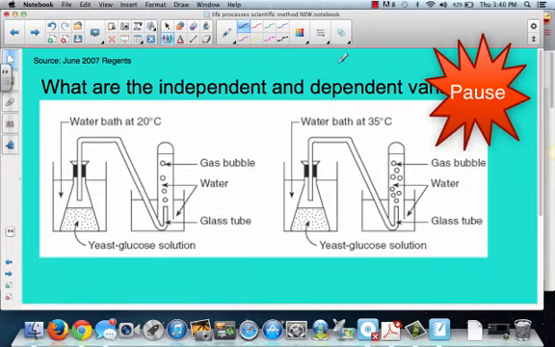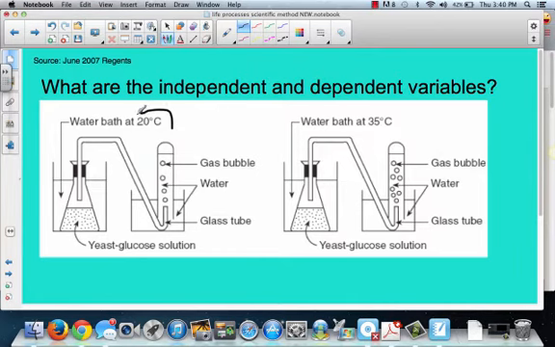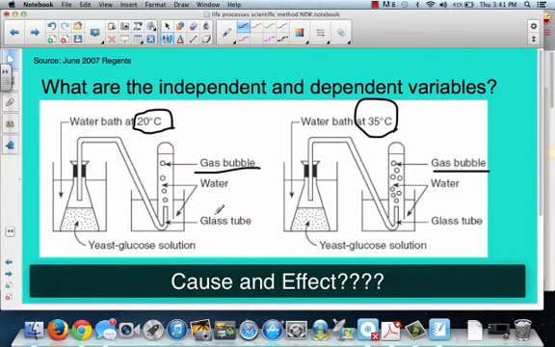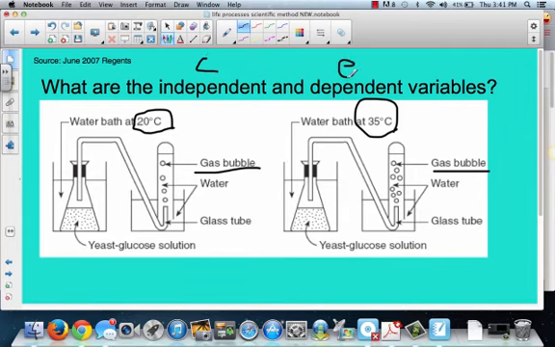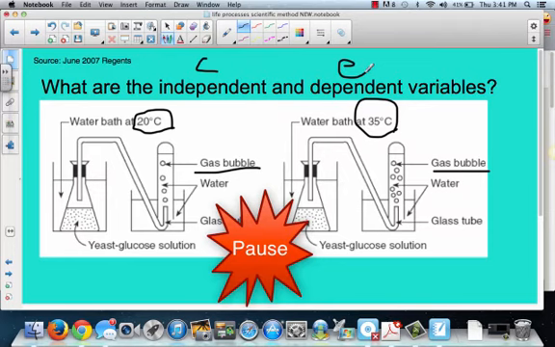Alright, do you think they know the two things that changed? Let me show you one of them. One is that this water bath is at 20 degrees Celsius, whereas this water bath is at 35 degrees Celsius. The second thing you should have seen was the amount of gas bubbles in each of them. You have low gas bubbles over here, and you have a lot of gas bubbles over here. Now, the question is, which one is the cause and which one is the effect? The cause would be the independent, and the effect would be the dependent. So I want you to pause this video, and I want you to write down what you think the independent and dependent variables are.